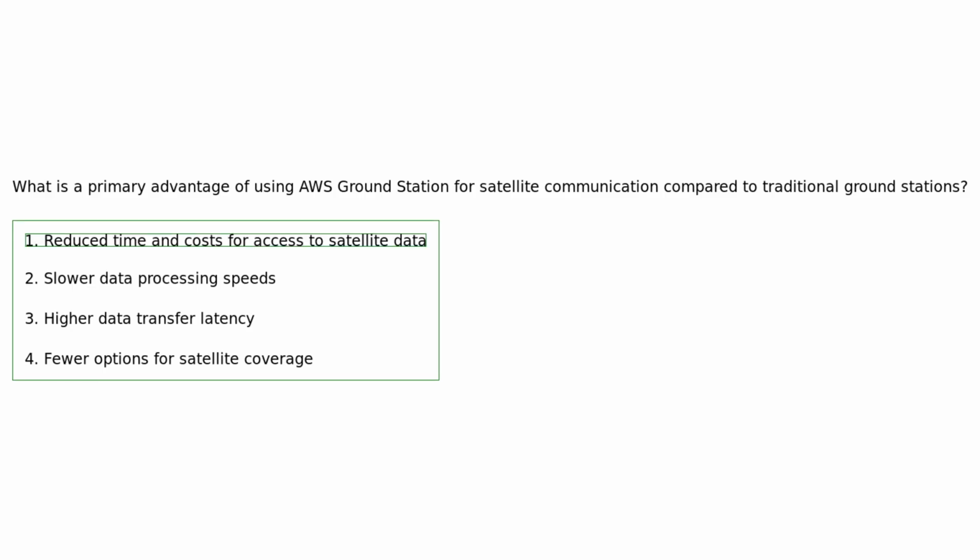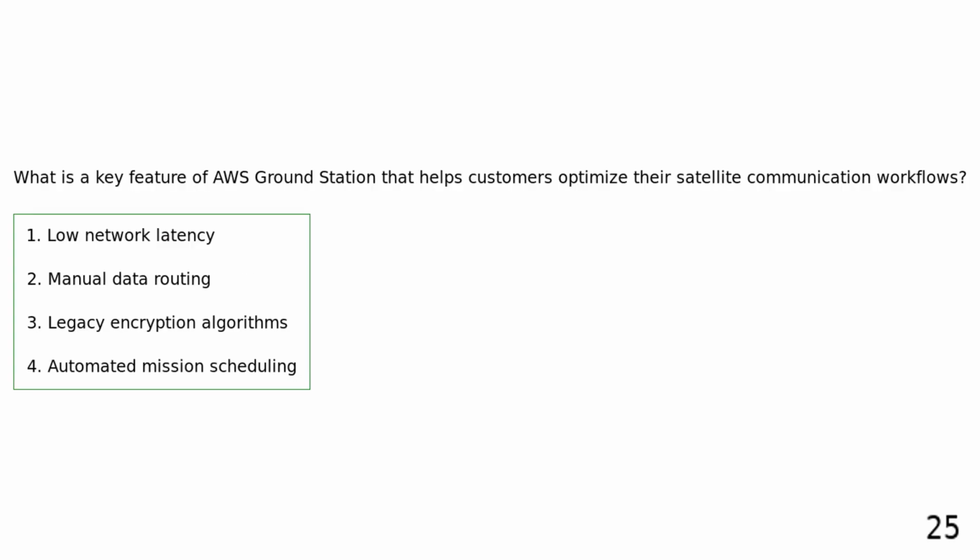A primary advantage of using AWS Ground Station for satellite communication compared to traditional ground stations is the reduced time and costs for access to satellite data, making it more efficient and affordable for customers to capture and analyze satellite information. What is a key feature of AWS Ground Station that helps customers optimize their satellite communication workflows?